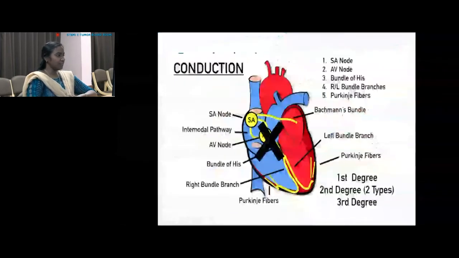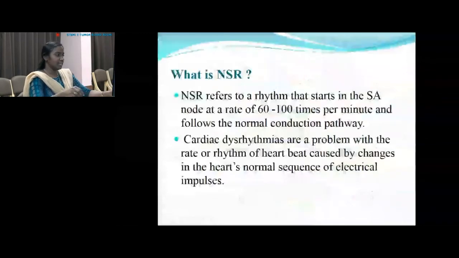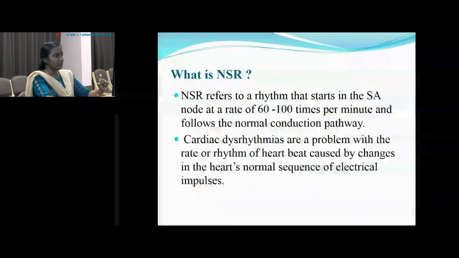Next, what is NSR? Normal sinus rhythm. When we see the ECG strip, mostly it will be written as NSR. It refers to a rhythm that starts in the SA node at a rate of 60 to 100 times per minute and follows the normal conduction pathway. When the rate is between 60 to 100 and it follows this normal sequence of conduction, we say that as NSR.